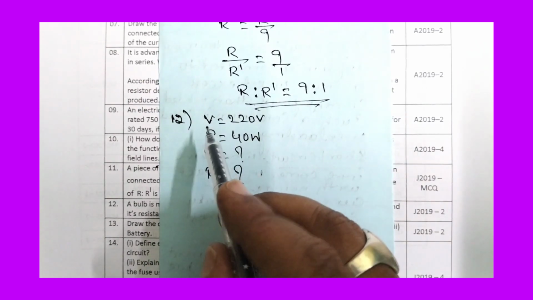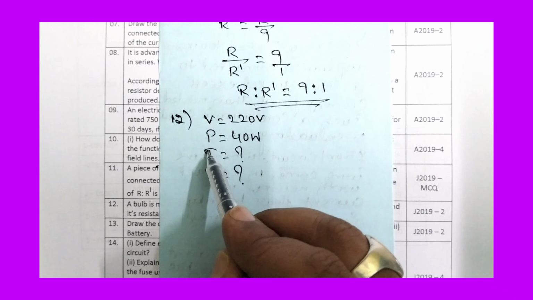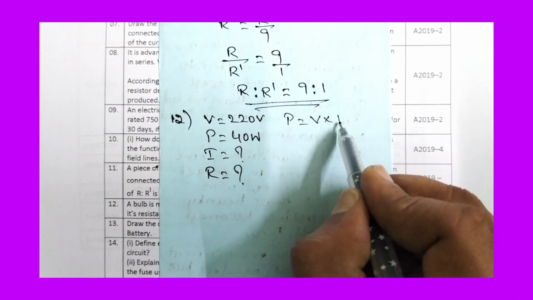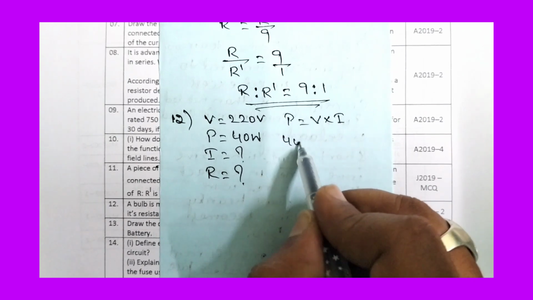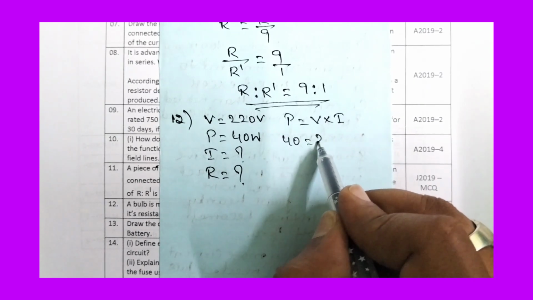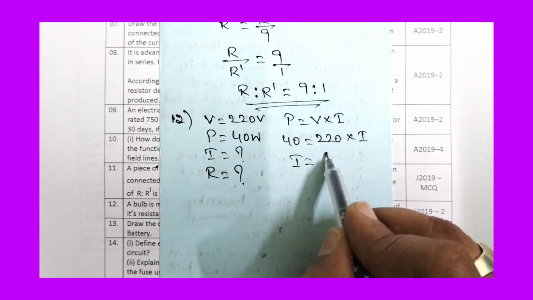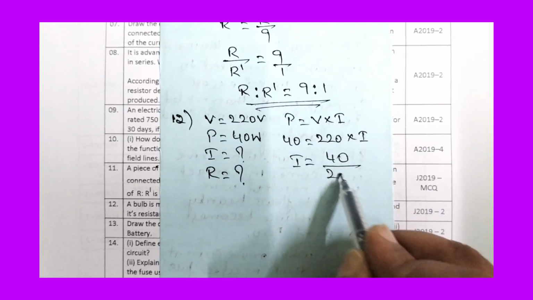So first let us find out the current. The relation between these three is VPI. P is equal to V into I. P is 40, equal to V which is 220, into I. I is equal to 40 divided by 220.